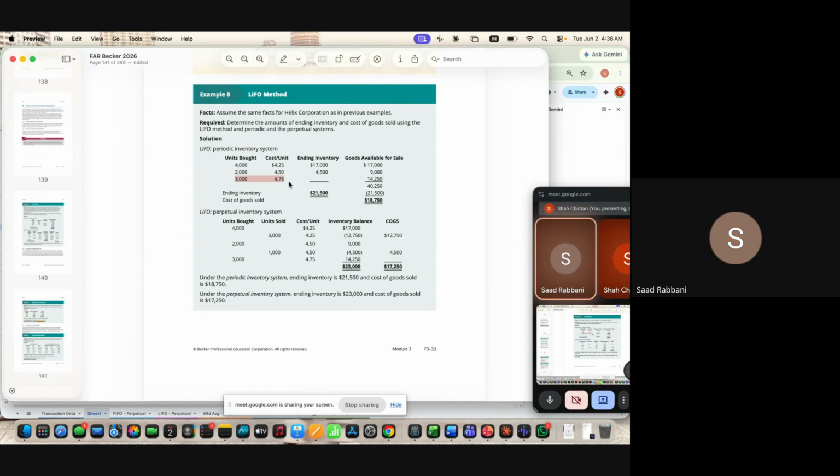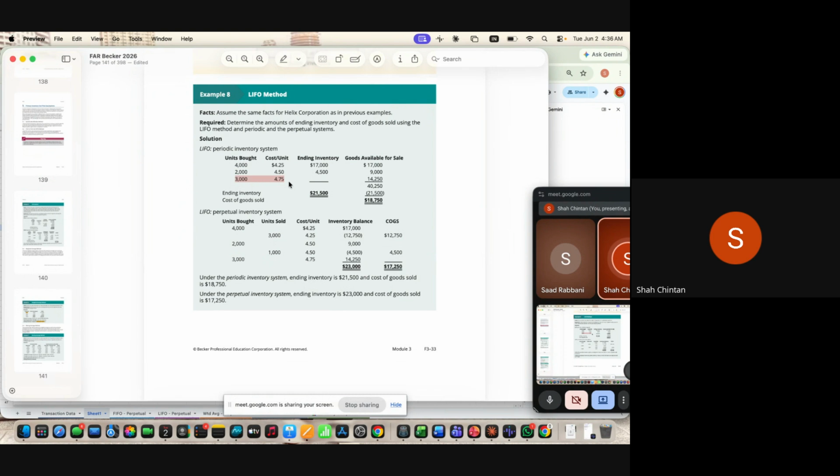Okay. ठीक है, एक बार फटाफट audit कर लो answer, इसके बाद एक छोटा सा concept है dollar value LIFO, उस पर बात करते हैं and then हम theory पे आते हैं.